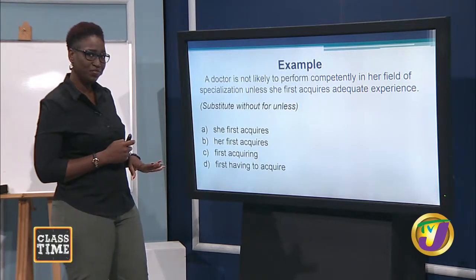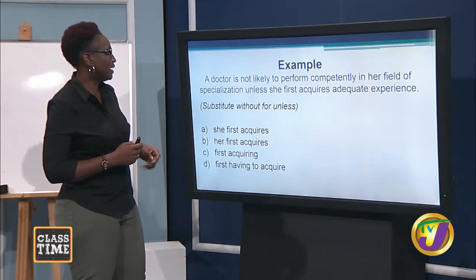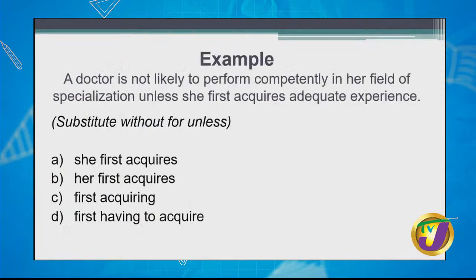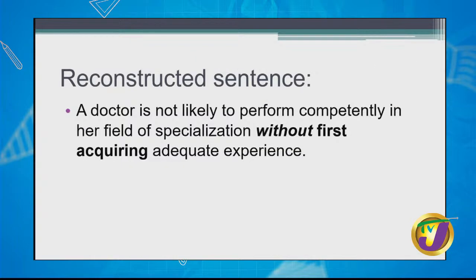All right, so here's an example for you. A doctor is not likely to perform competently in her field of specialization unless she first acquires adequate experience. You're going to substitute without for unless. So that's the part you're going to take out. And then in the new sentence, you'll end up using one of these, A, B, C, or D. You'd have to use first acquiring, and then your new sentence would be, a doctor is not likely to perform competently in her field of specialization without first acquiring adequate experience.